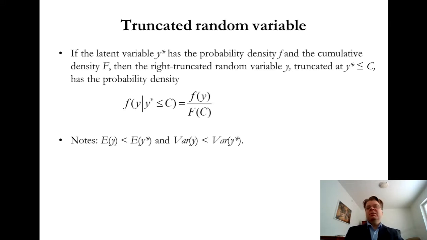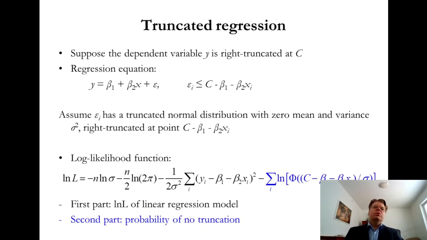So for the variance, it doesn't matter if we have a left truncated or right truncated variable, the variance will always be smaller when we have a truncation. On the other hand, the expected value depends on whether we have a truncation from above or from below. Okay.